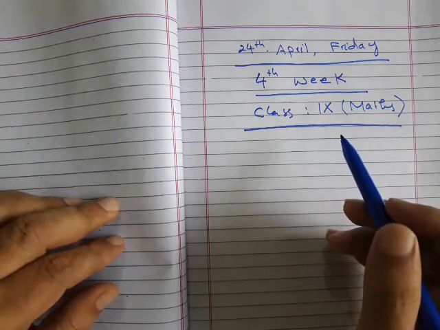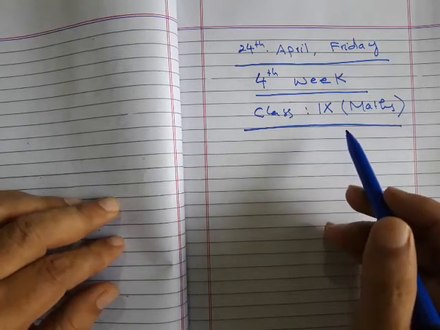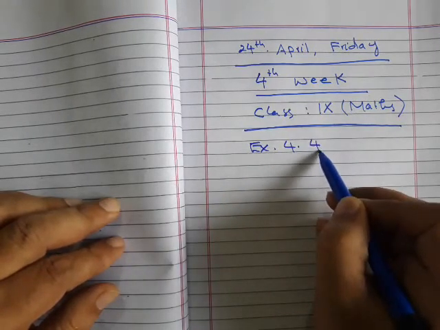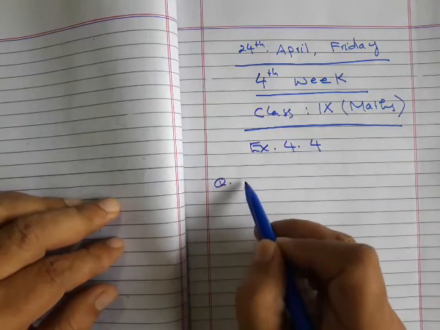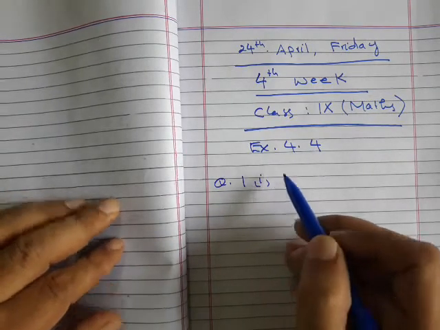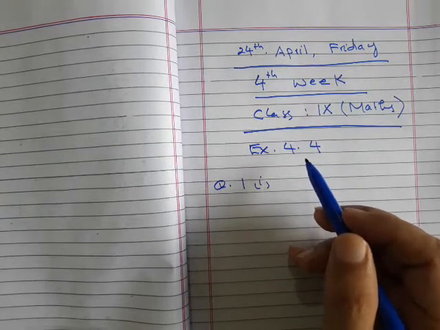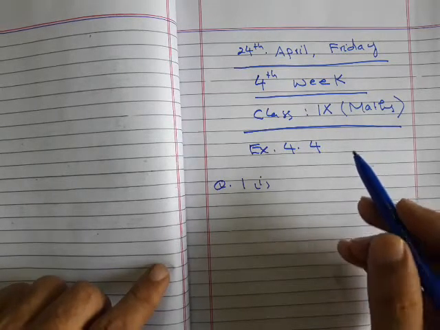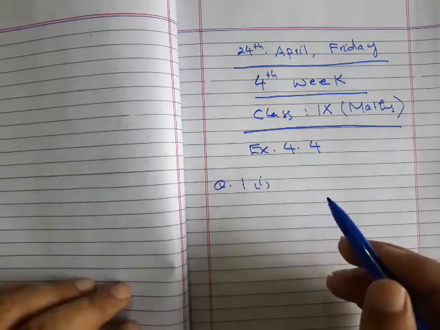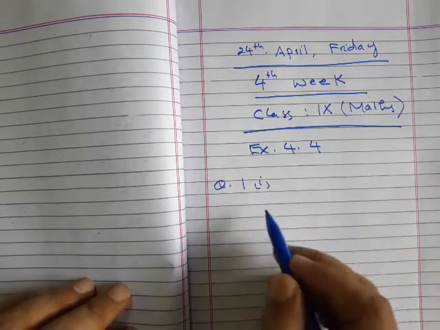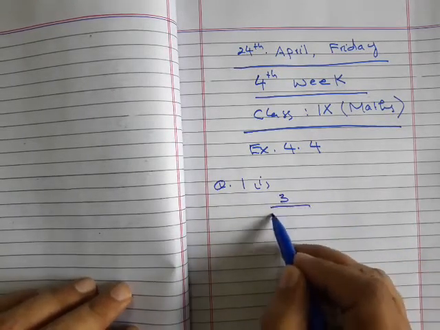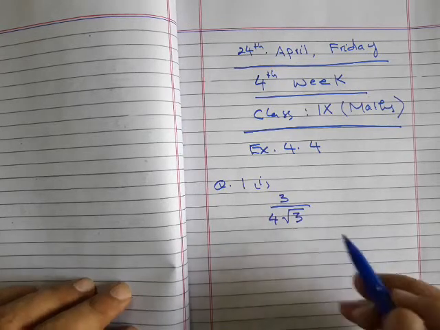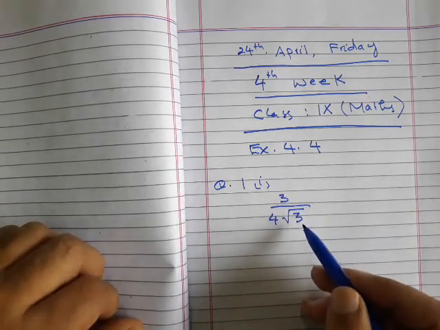Beta, today we will start fourth week syllabus of class 9th, exercise 4.4. Question number 1 is: rationalize the denominator. When I write the question, then I will explain to you what is rationalization. 3 over 4 under root 3. Now we have to rationalize the denominator.